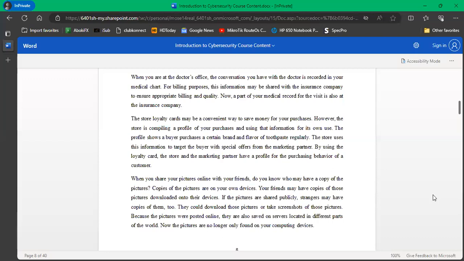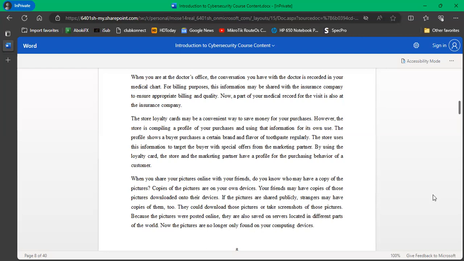And the store loyalty card may be a convenient way to save money on your purchases. However, the store is compiling a profile of your purchases and using that information for its own use. The profile shows a buyer purchases a certain brand and flavor of toothpaste regularly, and the store uses this information to target the buyer with special offers from the marketing partner by using the loyalty card. And the store and the marketing partner also have a profile of the purchasing behavior of the customer.